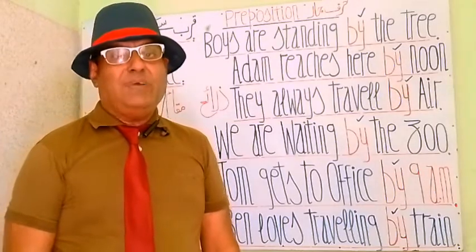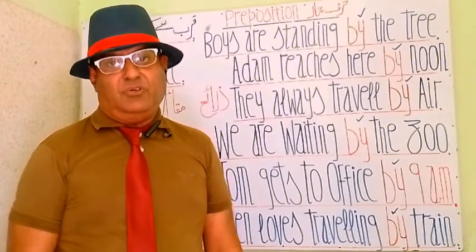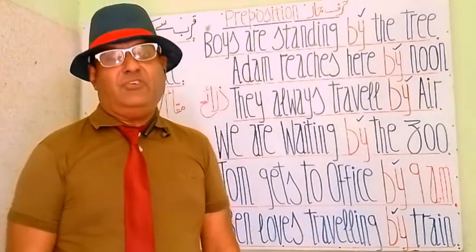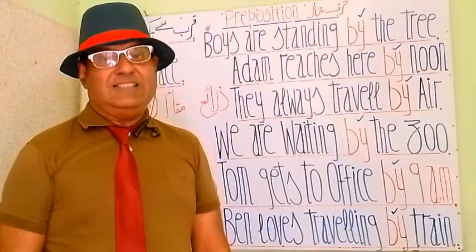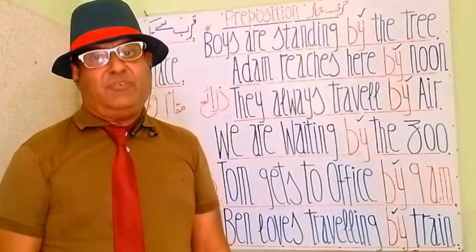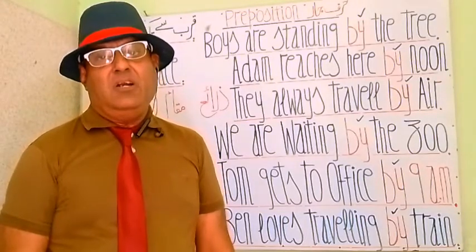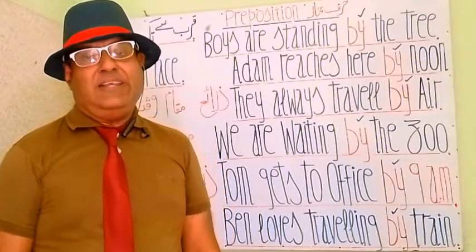So Tom gets to office by 9 a.m. In this particular phrase, you see that by is used as a preposition of time. By is used here as a preposition of time again. So Tom gets to office by 9 a.m.